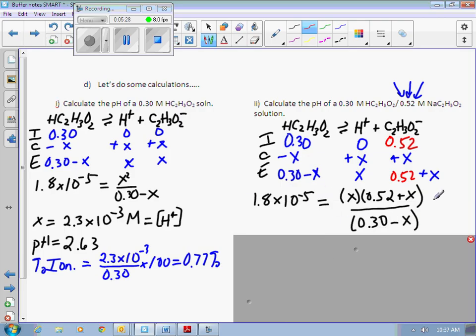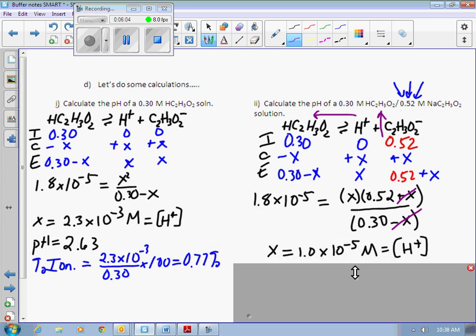All right, of course, when you get to this point, there's some opportunity for simplification. Is it safe to say that the Ka value is small enough that X is not going to be significant compared to 0.52 or compared to 0.30? Absolutely. Furthermore, because this has been raised, this equilibrium is even going to shift less in the forward direction because of the common ion effect. So for both those reasons, we can definitely get rid of this plus X, and we can definitely get rid of that minus X. All right, so go ahead and do the math. 0.3 times this divided by 0.52, and hopefully you get this X value.